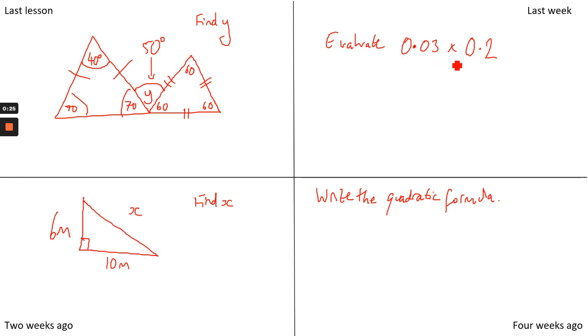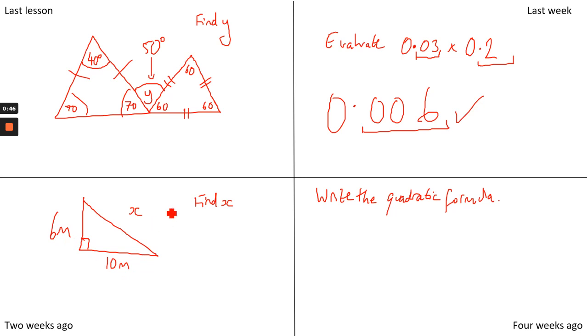Now the trick here, there's a lot of decimal places. So 3 times 2 is 6. We've got 2 digits after the decimal place here, 1 digit after the decimal place here. So in my answer, I need a total of 3 digits after the decimal place. So it's 0.006.